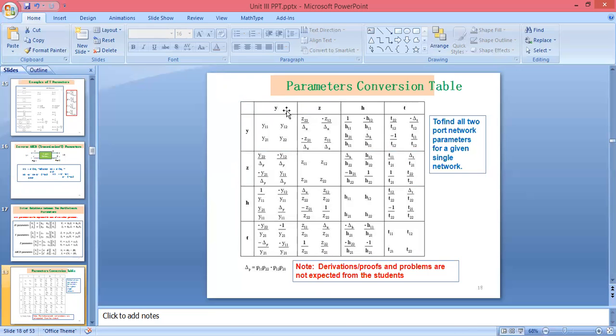So we can take here Y parameter and you can convert Y parameter into Z like this. We can convert Y parameter into H parameter like this. You can convert T parameter into Z like this. So to find all the two-port network parameters for a single network, we can convert any parameter into the other parameter.